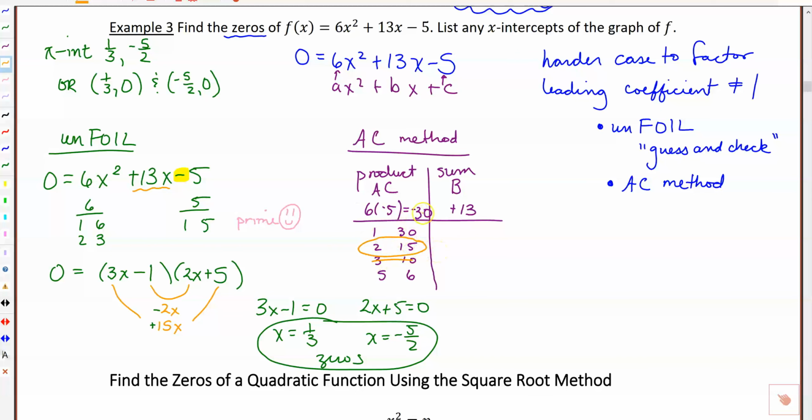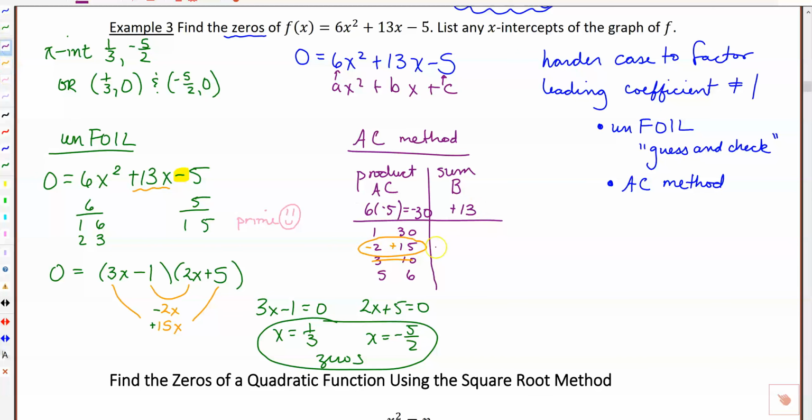That will get me my negative 30 for my product and my positive 13 for my sum, as long as the 15 is positive and the 2 is negative. Now here's the catch on the AC method. You can't go directly to your factored form like we did on that previous example.